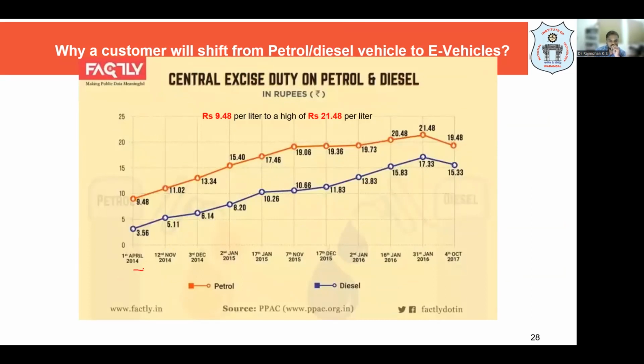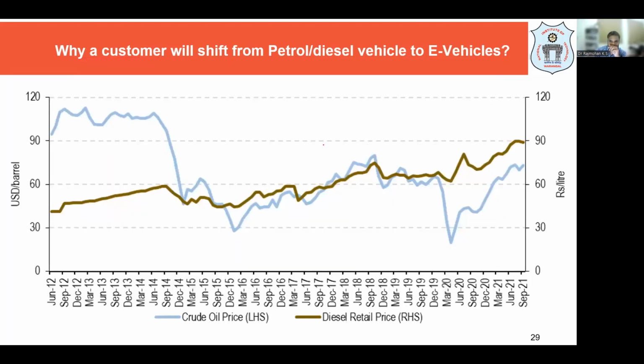Say for example, in 2014 the central tax was around 10 rupees. Now it is even more, having increased to 21 rupees in 2017. So when the government keeps on increasing the tax, the consumer will be looking for alternative vehicles.